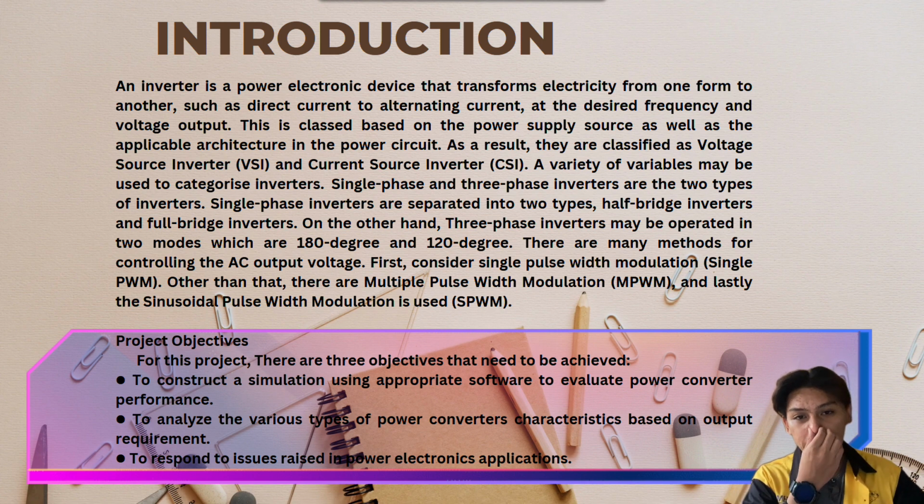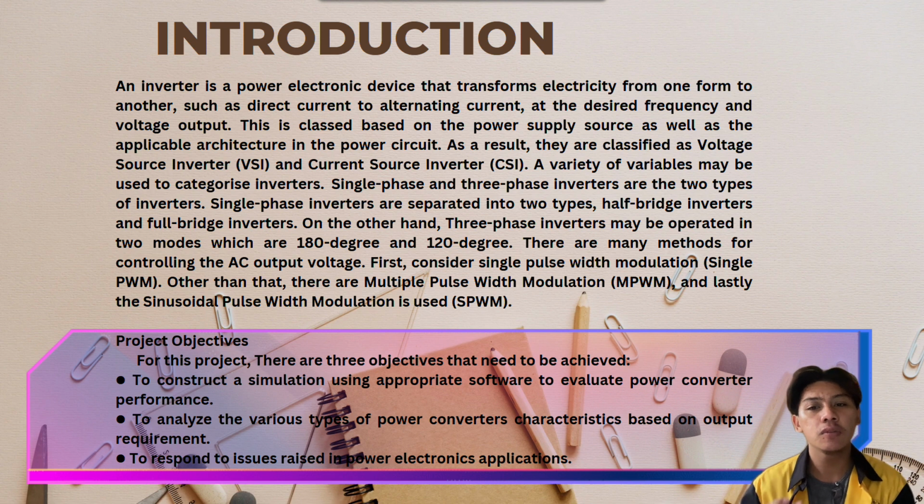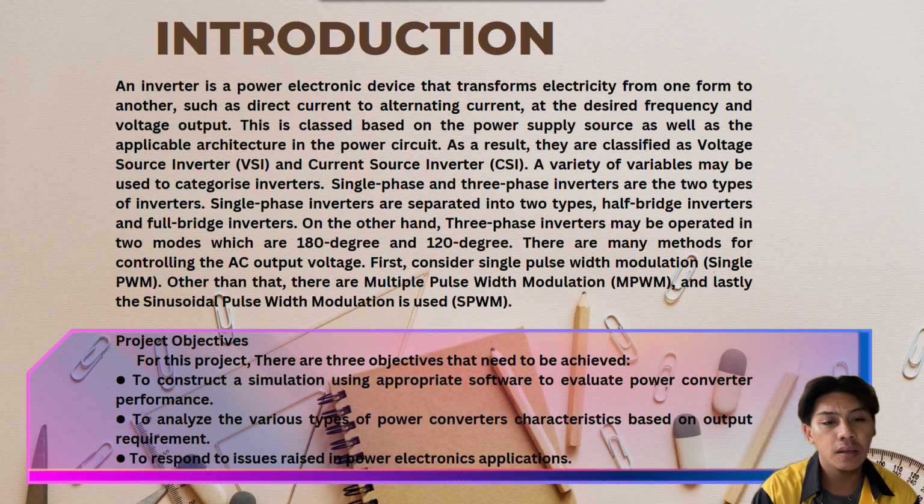For introduction, an inverter is a power electronic device that transforms electricity from one form to another, such as direct current to alternating current at a desired frequency and voltage output. This is based on the power supply source as well as the applicable architecture in the power circuit. As a result, it's classified as voltage source inverter (VSI) and also current source inverter (CSI).